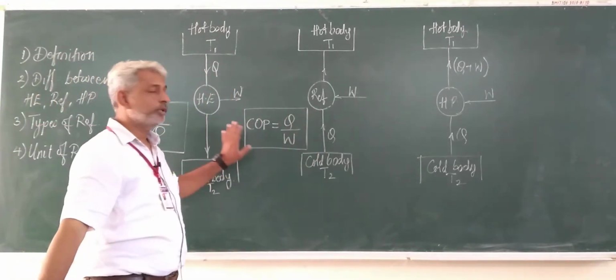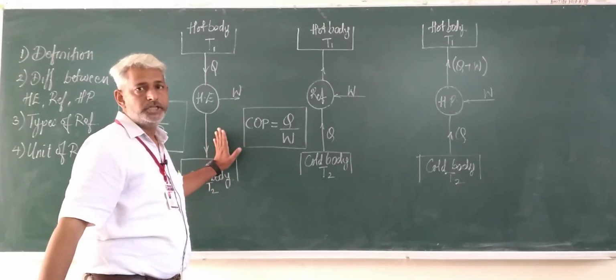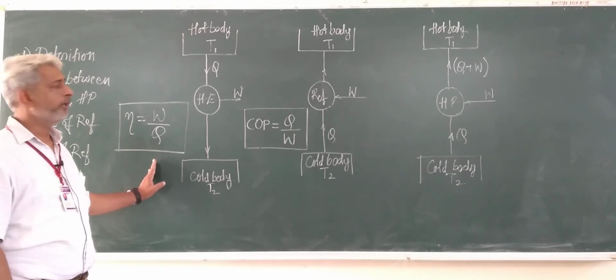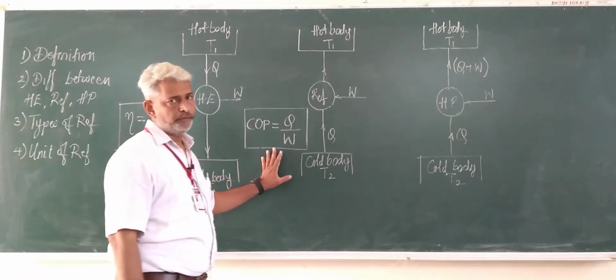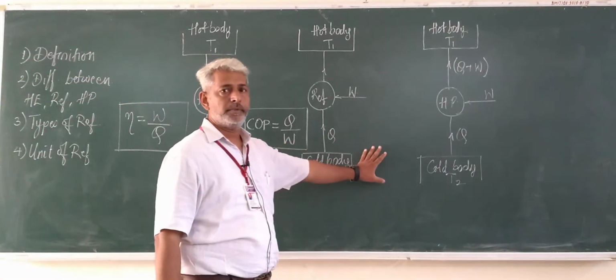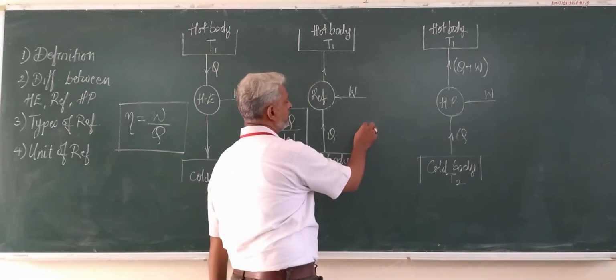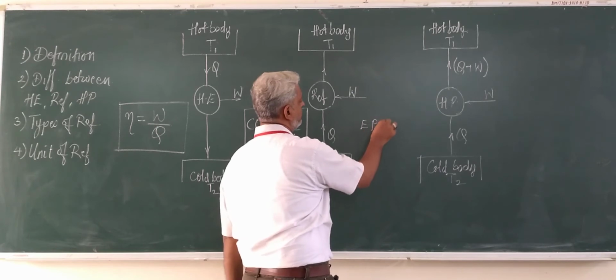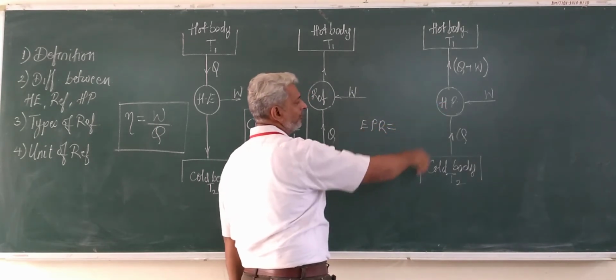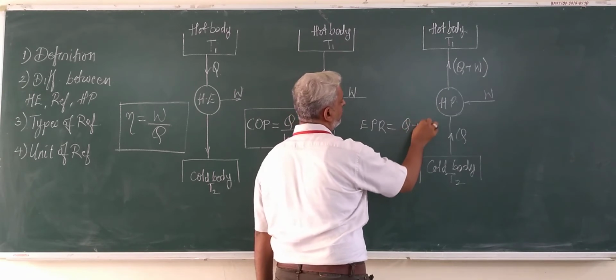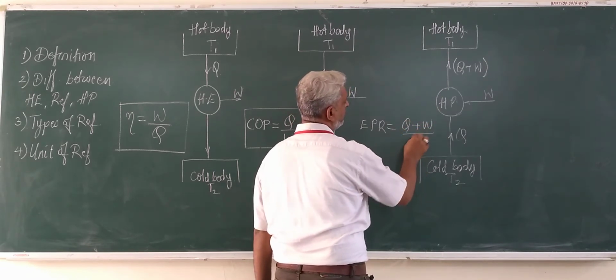Okay. So this is the basic difference between the efficiency of a heat engine and the COP, or coefficient of performance, of a refrigeration system. Similarly, if you go for the heat pump, we have the term called EPR, or the energy performance ratio, which is nothing but the final effect. Final effect is in the form of supplying heat to the system, Q upon W.